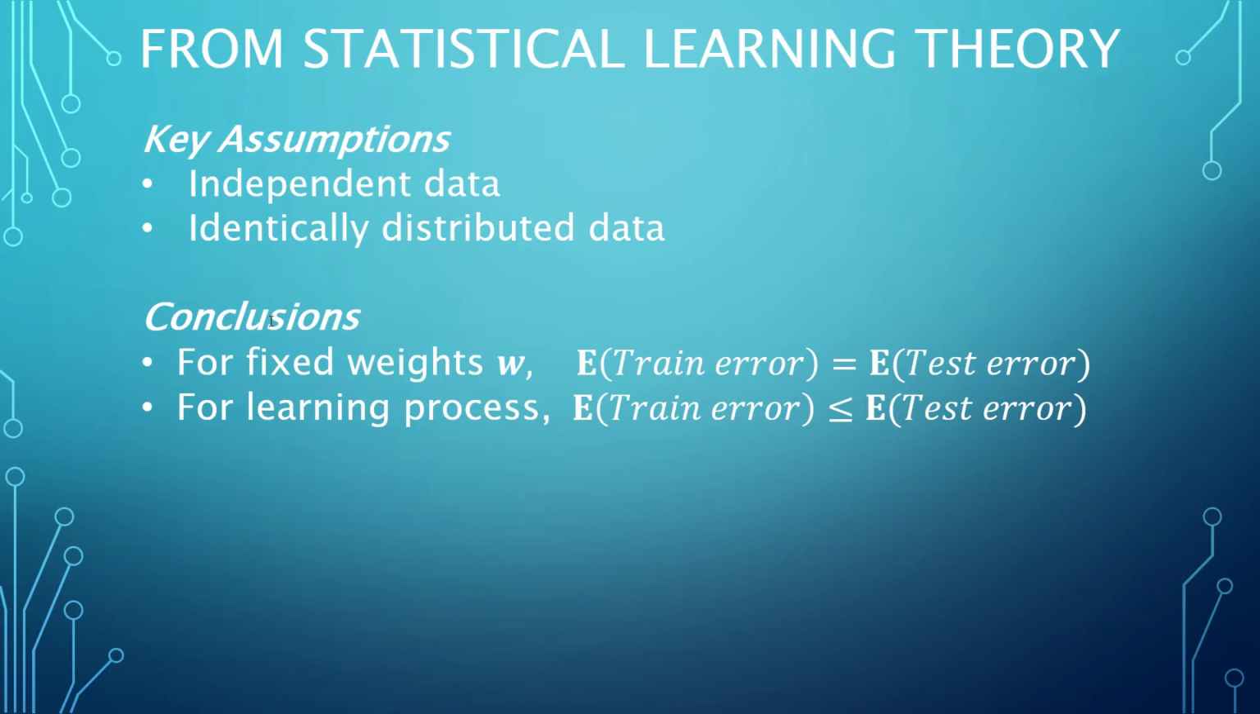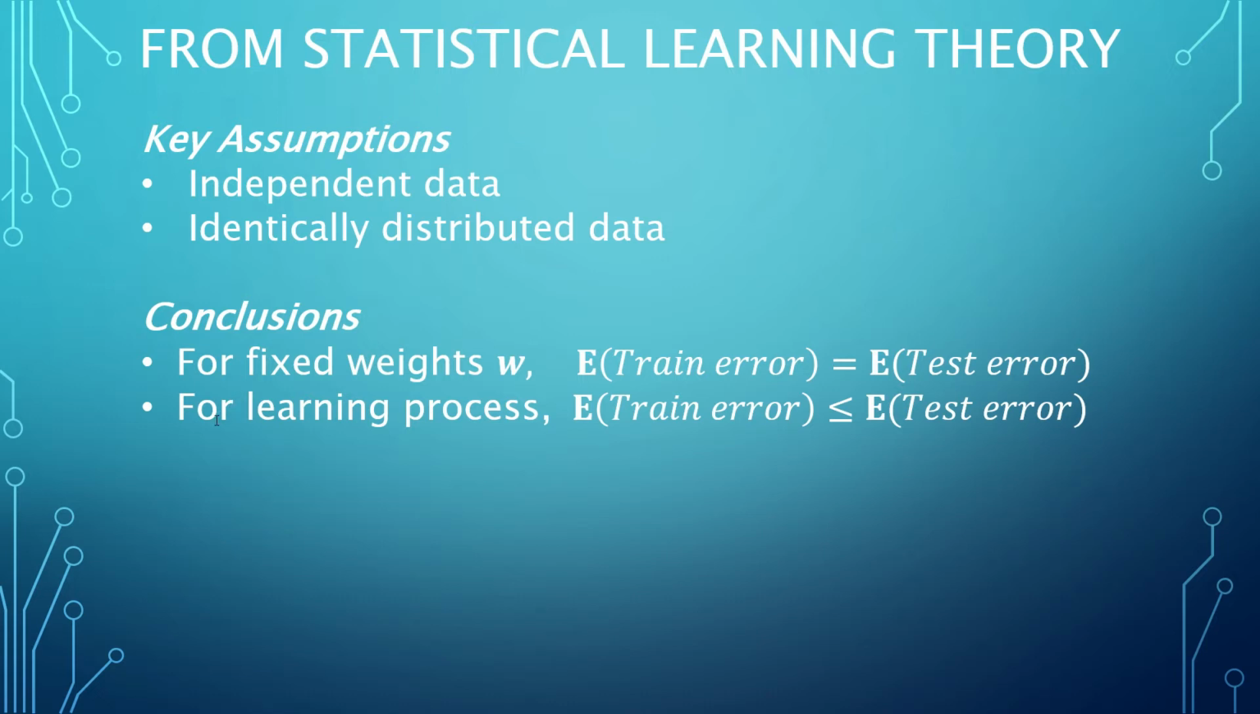The first assumption is that every data point is independent from every other data point. The second assumption is that the training data and the test data distributions are the same. These assumptions make it so that the expected error for both the test and training data will be equal if the weights are set and then both the example and the test data space are sampled.